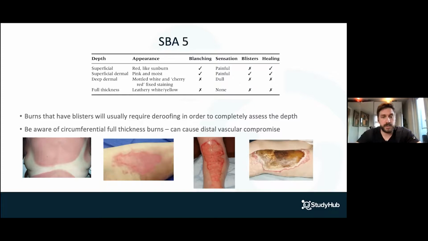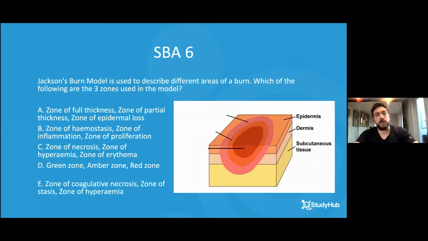So deep dermal, you can see these pictures along the bottom here. The third one along is a deep dermal burn. So mottled whites, cherry reds, fixed staining. It does not blanch. The sensation is dull because you're starting to get damage to the skin appendages that are responsible for sensation. There's no blisters in it, it doesn't heal. It will need surgical input, so debridement and skin grafting. And then full thickness, you can see here: leathery, brown, insensate, no blistering, and that will also not heal spontaneously. So moving on to the next question, I'll let you guys read this one.